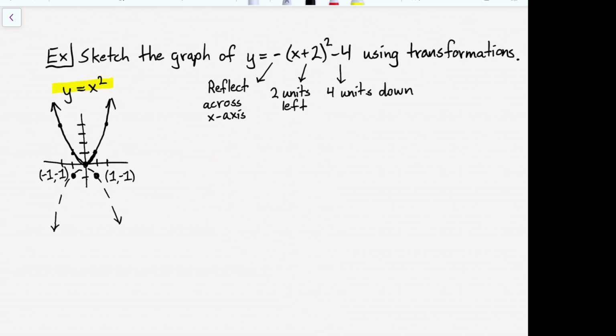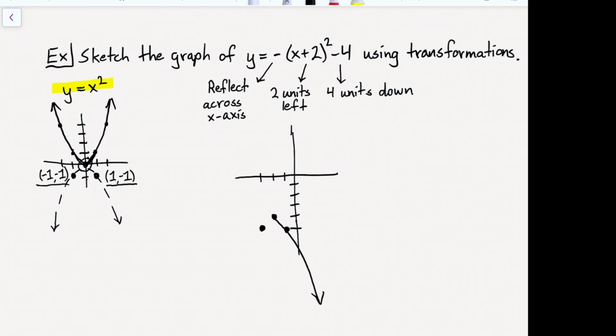Now for each of those points, I also want to think about shifting them 2 units to the left and 4 units down. So I take what used to be the vertex at (0, 0), and I move it 4 units downward and 2 units to the left. It is now at (negative 2, negative 4). I take this point of (negative 1, negative 1), and I move it 4 units down and 2 units to the left. It's now at (negative 3, negative 5). And I take this point of (1, negative 1), and I also move it 4 units down and 2 units to the left. It's now going to be at (negative 1, negative 5).